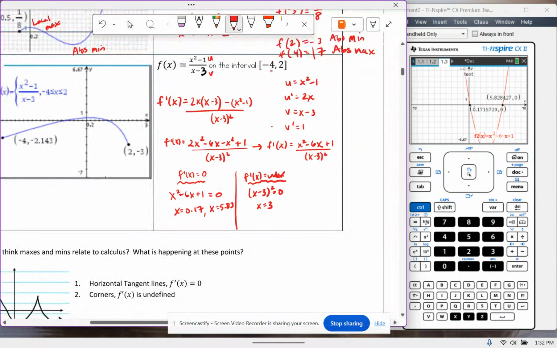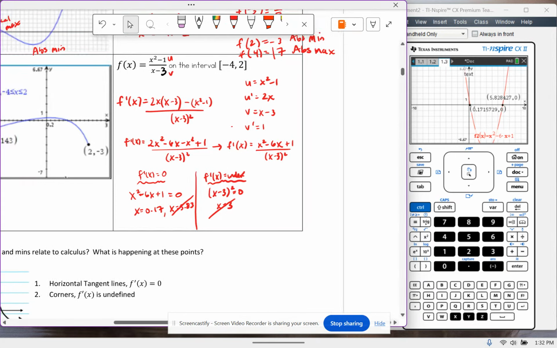But we are only on an interval from -4 to 2. Are there any of these that I can throw out? Yeah, any more? Yeah. Oh, yay. I only have 2 things, or 3 things that I need to test. So I'm going to find f of -4, f of 0.17, and f of 2.